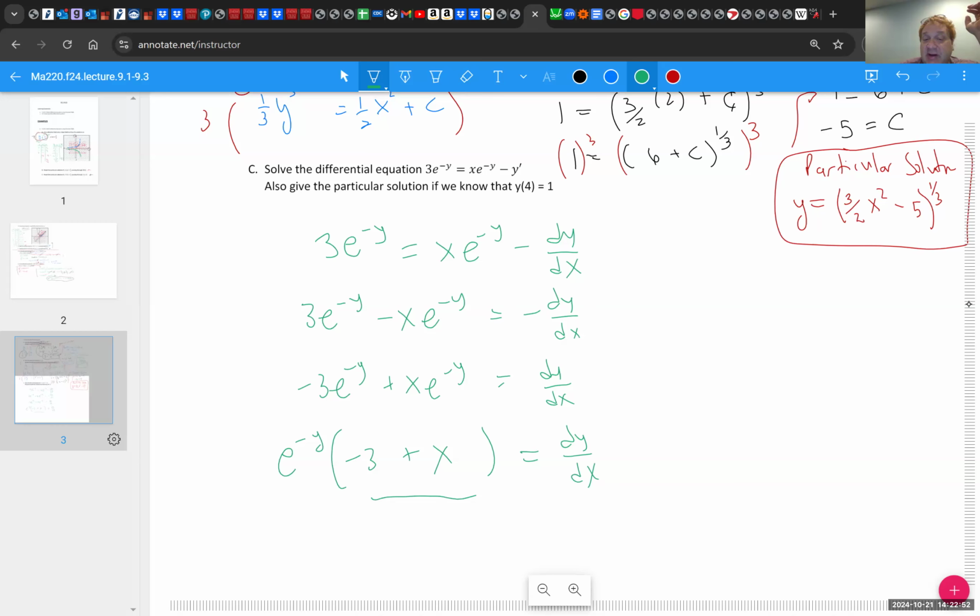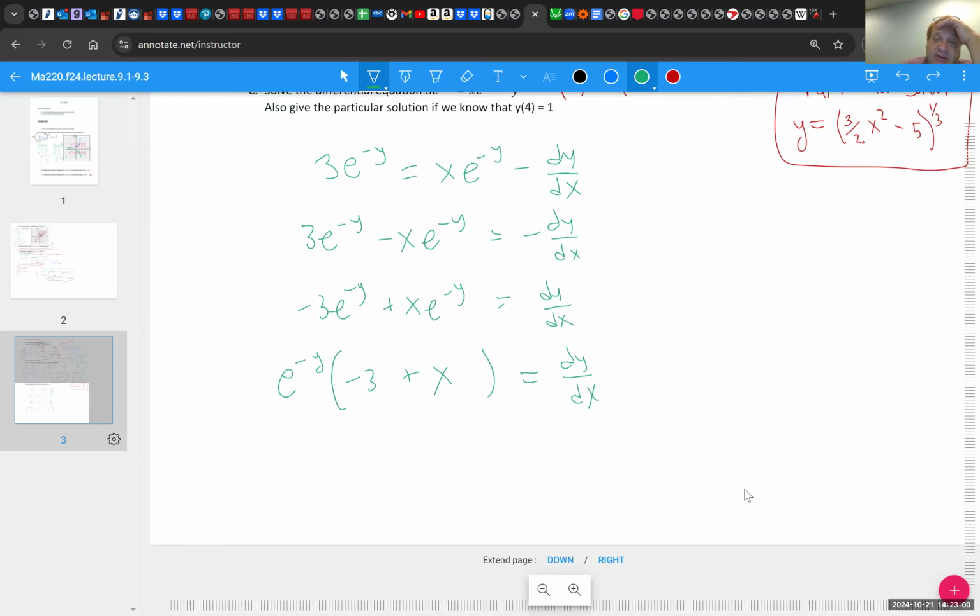So I have an opportunity now to get all the x's on one side, all the y's on the other side. All right, so I'm going to put the dx over here, and I'm going to put e to the negative y over there. So I'm going to multiply both sides by dx. That way, the dx divided by dx is just 1. That's very nice. And then I'm going to divide both sides by e to the negative y.